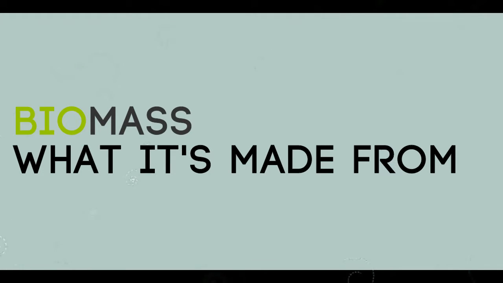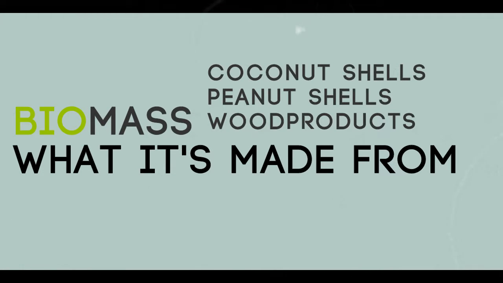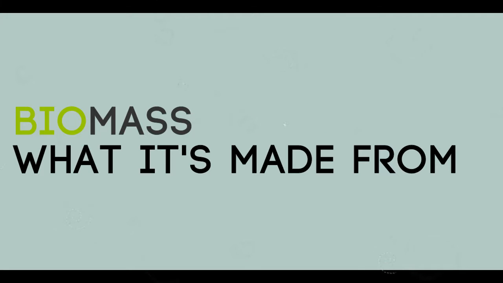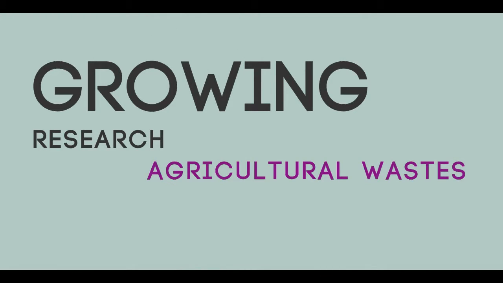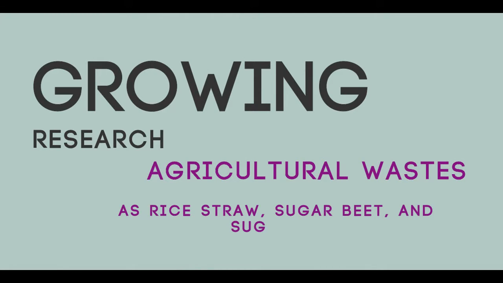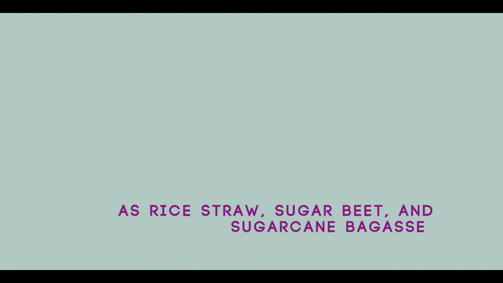Another important thing worth mentioning about activated carbon is what it's made from. Today, most of the activated carbon filters we use are made from biomass, such as coconut shells, peanut shells, and wood products. Some are even made from petroleum coke and coal. However, there is growing research into producing activated carbon from agricultural waste, such as rice straw, sugar beet, and sugarcane bagasse, all of which have become critical environmental issues due to growing agricultural demand.